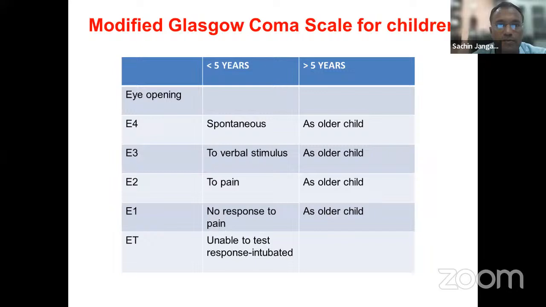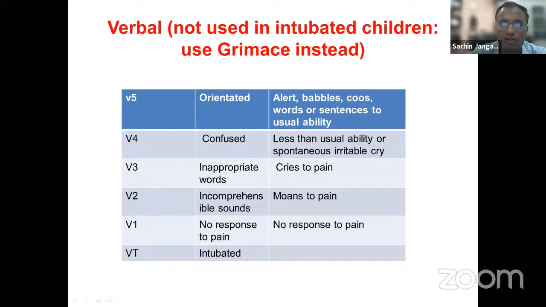So there are two scales which we use to assess the grades of coma. Most commonly used is the modified Glasgow coma scale, where we assess eye response, motor response, and the verbal response. When the patient is intubated, instead of verbal response, we use grimace.